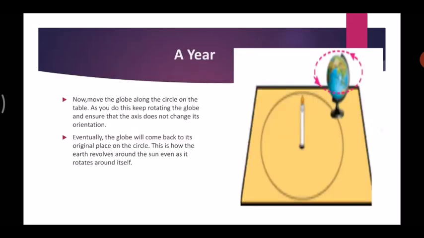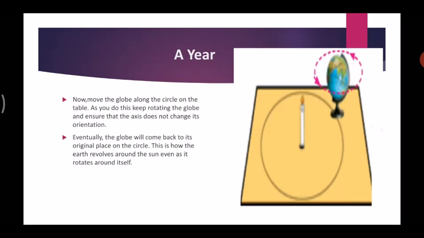Now first we will learn about what is a year. Now move the globe along the circle on the table. As you do this, keep rotating the globe and ensure that the axis does not change its orientation. It means that the axis is not moving. The globe is steady, that means it's in one place. So you have to move the globe along the circle slowly.